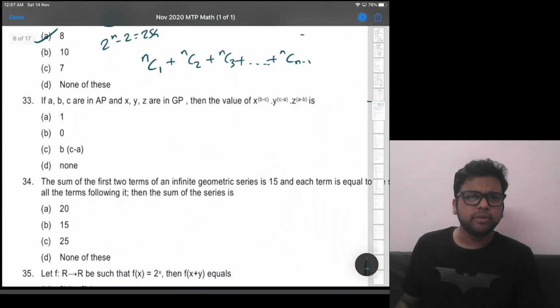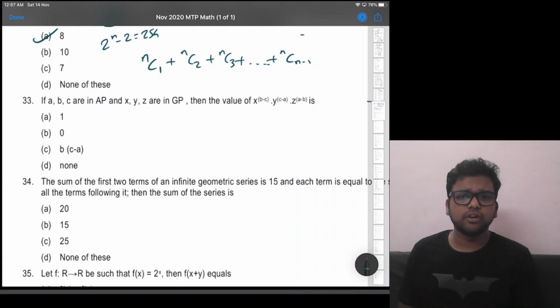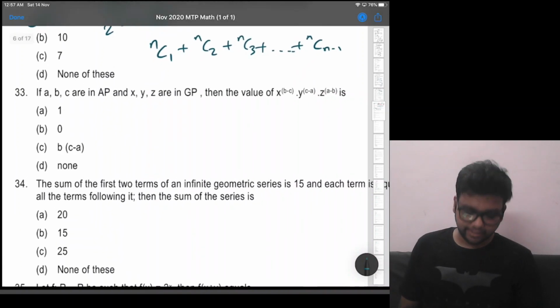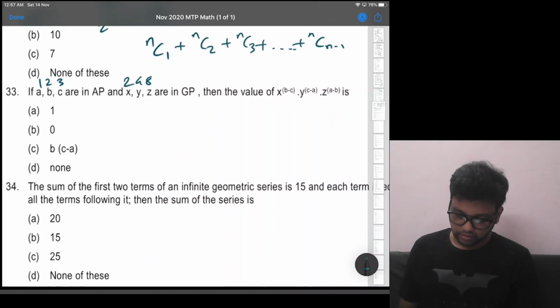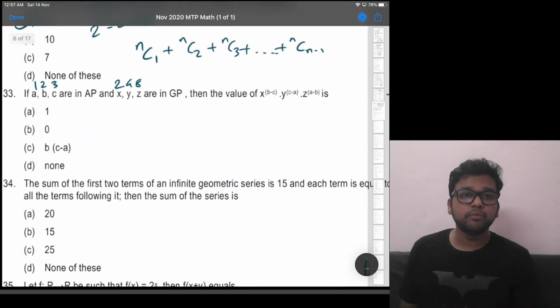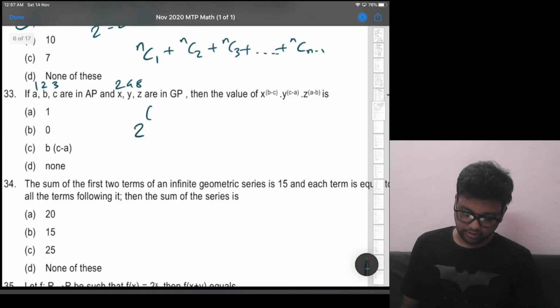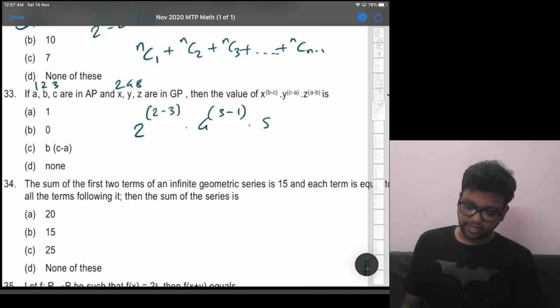Next, 33, AP GP. If A, B, C are in AP, X, Y, Z are in GP, then what is the value of that? Let's assume A, B, C are in AP, let's assume 1, 2, 3. X, Y, Z are in GP, let's assume 2, 4, 8. Then what is the value of X raised to B minus C into Y raised to C minus A into Z raised to A minus B?